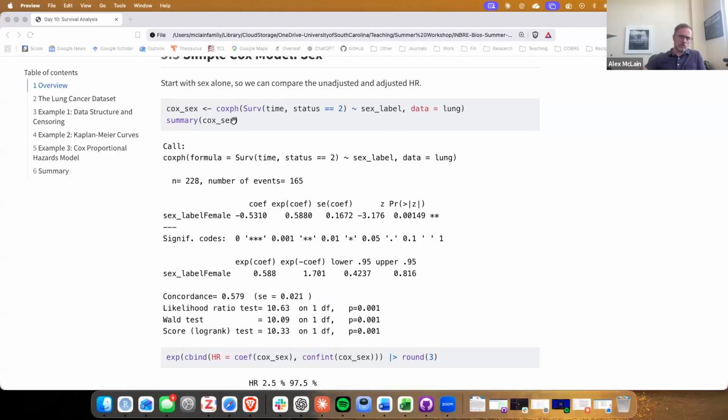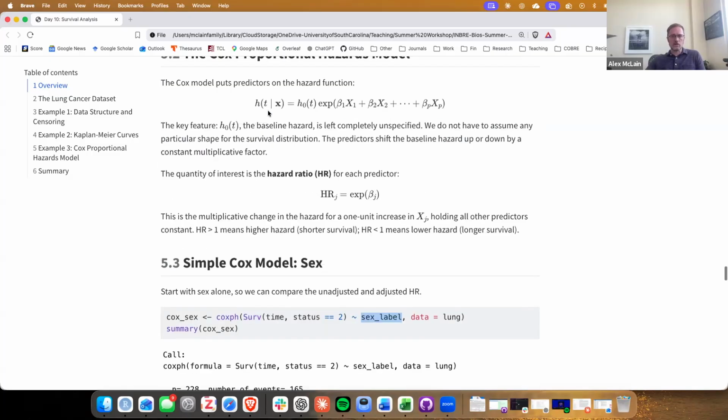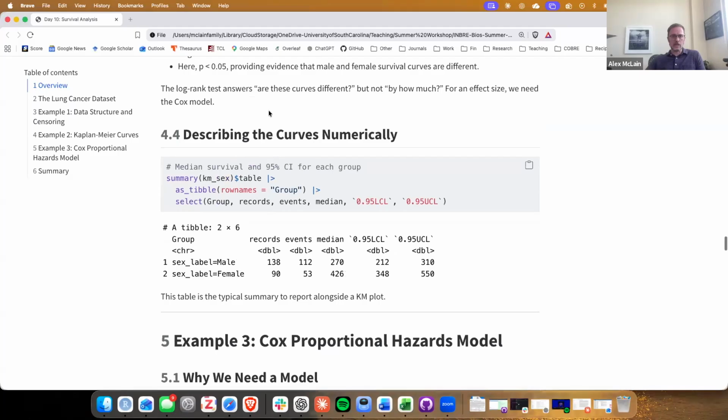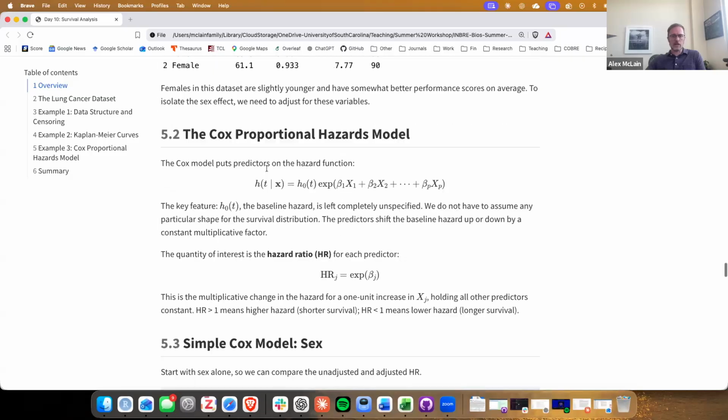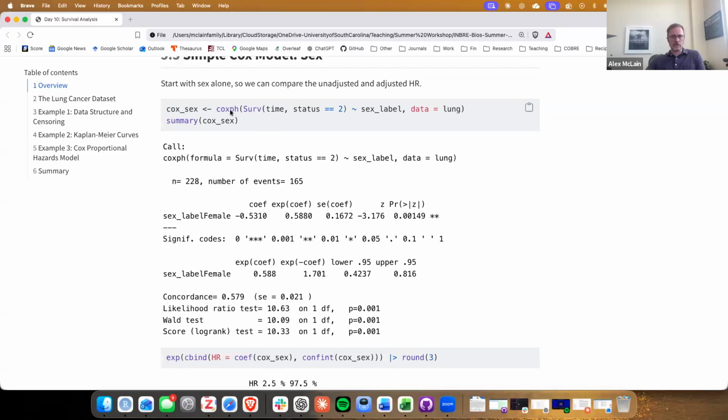Okay, so how we run the Cox proportional hazards model is to use the coxph function. We're still using this Surv argument where we give it how long the person was in the study, tell it when the event actually happened, use the tilde, sex label, data equals long. So the code here is very similar to the log rank test that we had up above. Exact same code in the middle, just instead of using survdiff, now we're using coxph as our function on the outside.